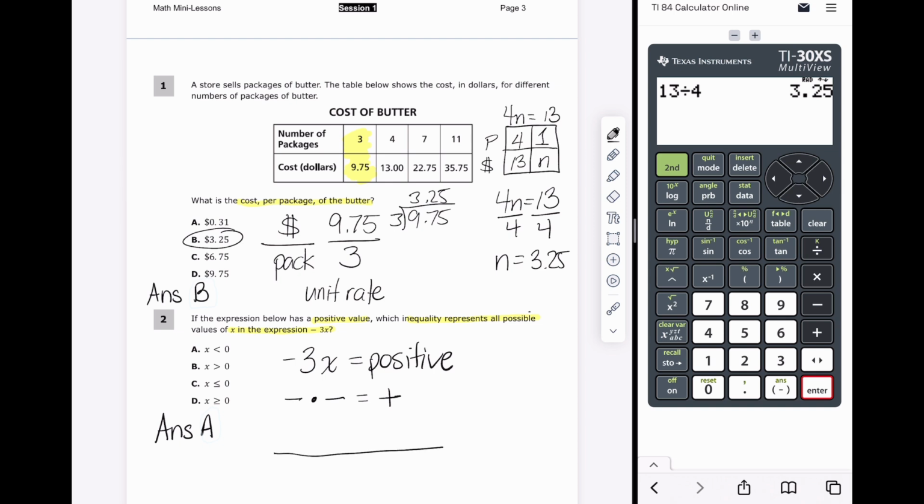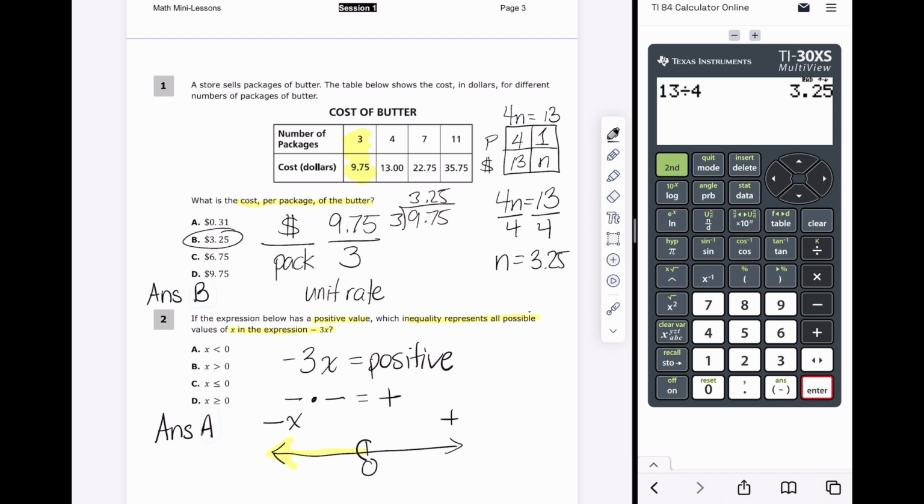So let's think about this. We're going to think about the number 0. So I have to multiply negative 3 by a negative number. I have to. And all my negative numbers live on this side. Here are all my negatives. Here are all my positives. So I do want all of these numbers here. So from 0, I want everything to the left.